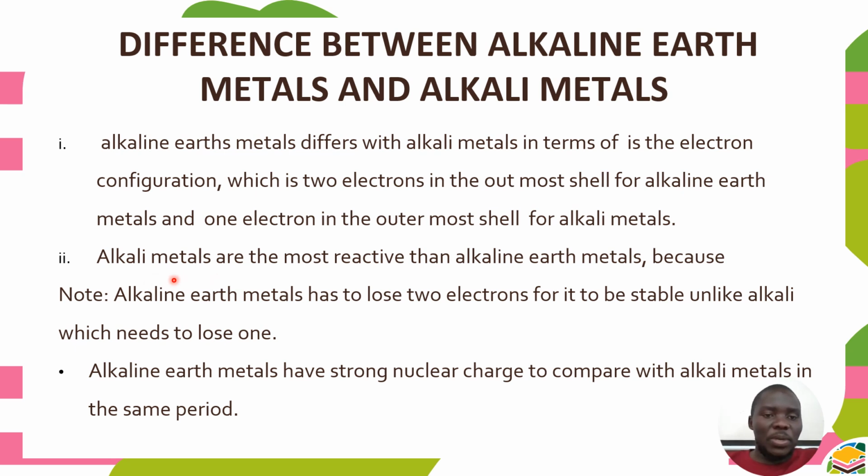Number 2, based on the reactivity, alkali metals are more reactive compared with alkaline earth metals because alkali metals can easily release the valence electron, and usually for them to be stable, they only need to release a single electron, which is different from alkaline earth metals, which need to release at least 2 electrons for them to be stable. So note, alkaline earth metals have to lose 2 electrons to be stable, unlike alkali metals, which need to lose 1.